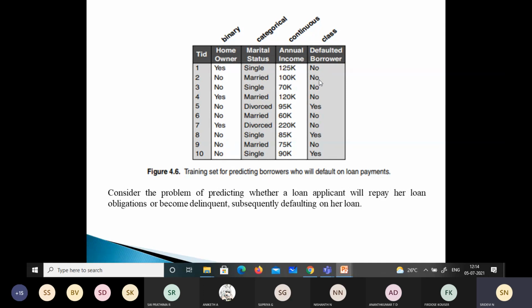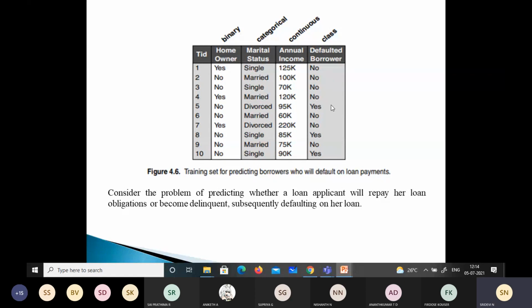So default borrower no means he is paying the home loan regularly. So 1 is paying the home loan regularly, 2 is also paying, 3, 4. Default borrower yes means he has missed some installments and he is not able to pay the loan amount regularly.